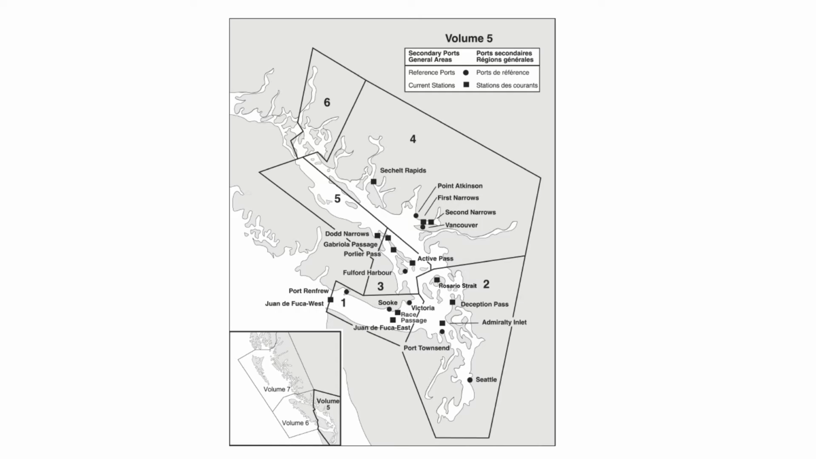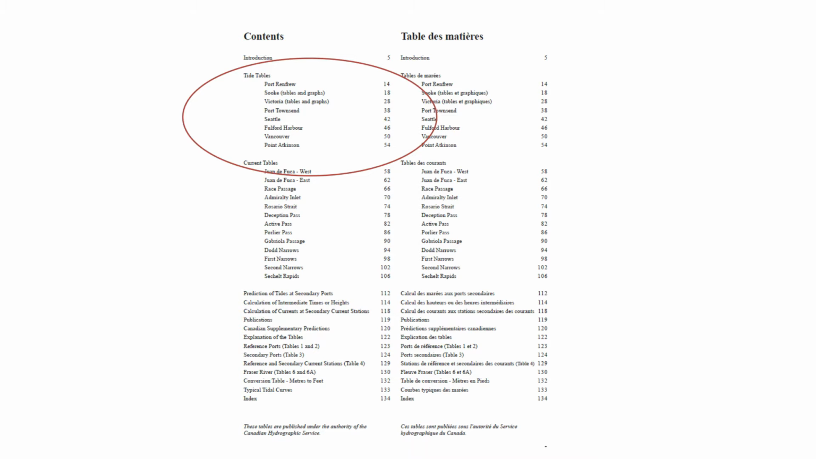When you're looking for tide heights for your location, you can use this picture to help you find the closest primary reference station. And the inset on the lower left of this page shows you the areas covered by Volumes 6 and 7. If you're going to Desolation Sound, you need to get Volume 6. Then this page is the table of contents. It directs you to the tables for each primary reference station. These stations are the primary tide height stations detailed in Volume 5.